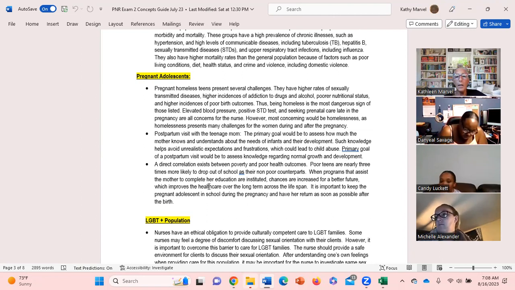We talked about this in class, but I just want to reiterate it. What's one of the most important things for pregnant teens that we want to do as an intervention? Keep them in school. Yep. Keep them in school is the most important. Obviously we want them to have prenatal care early. Obviously, we want them to have dietary counseling and all of that. But most importantly, we really do want to try and keep them in school.